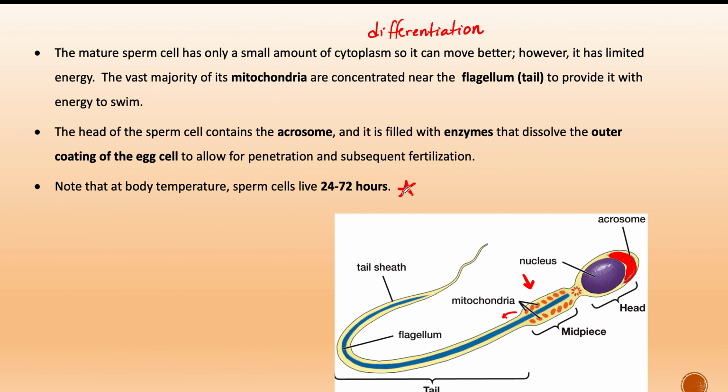Note one little thing here: we put all of this energy and work into these guys, and they can only live for about 24 to 72 hours at body temperature. So once they're matured, they have 24 to 72 hours to survive and to be ejected or ejaculated into the female and hope for fertilization to occur.